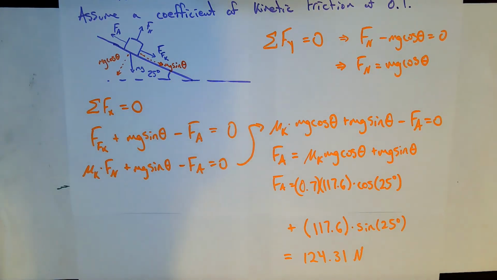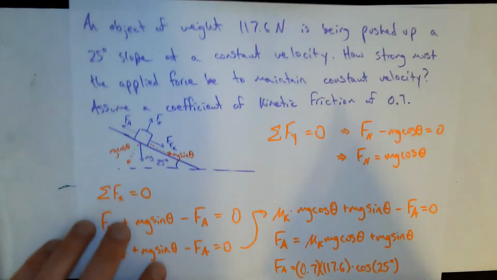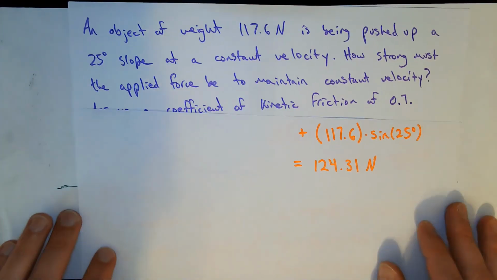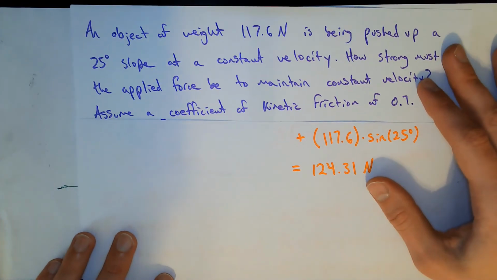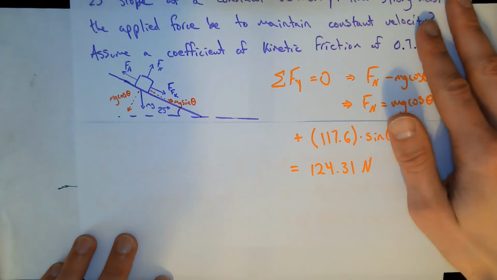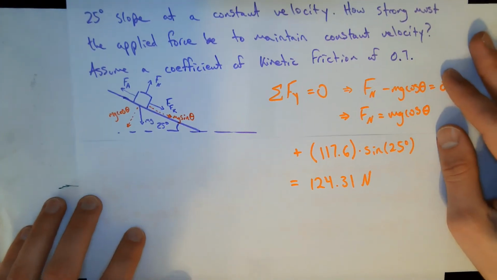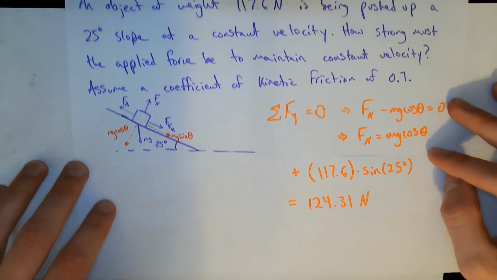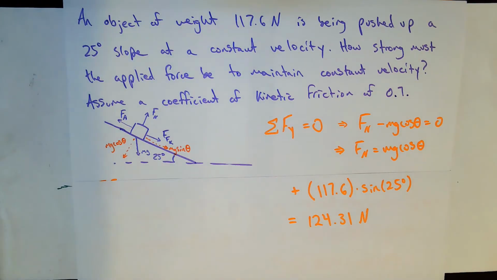So a fairly strong force, but that kind of makes sense because the object's weight is pretty, does it make sense? The object's weight is pretty heavy. The angle's fairly low, but the coefficient of kinetic friction was fairly high, 0.7. So pushing this object up the hill does sound like it would be pretty difficult. So needing a fairly high force there to do that.